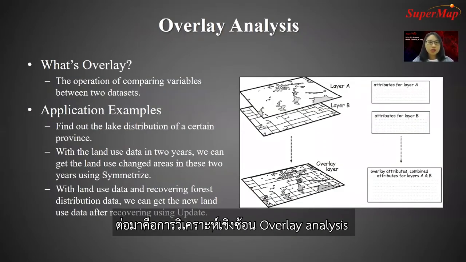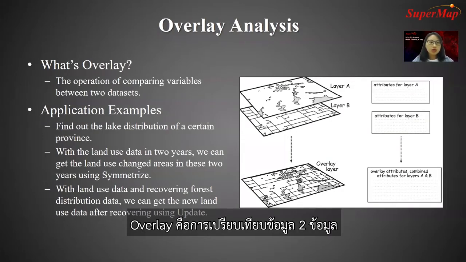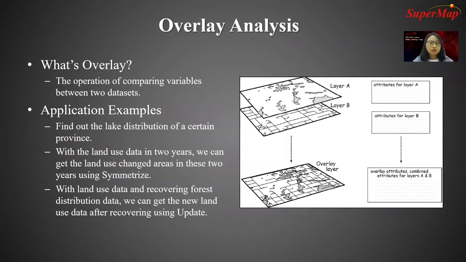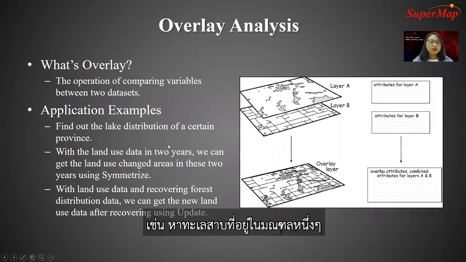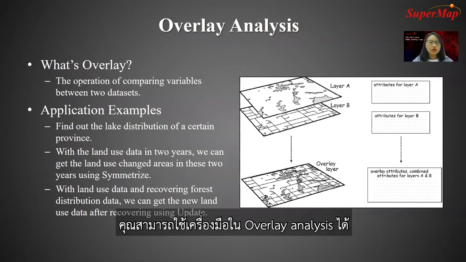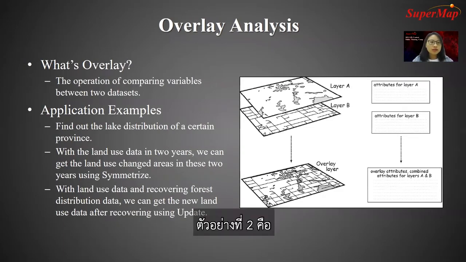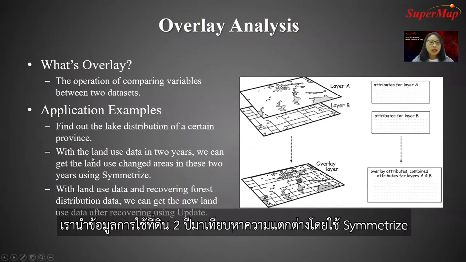And the next is about the overlay analysis. The overlay analysis is an operation of comparing variables between two datasets. And here I also list some examples. If you want to find out the lake distribution of a certain province, you can use the overlay analysis. The second example is, with the land use data of 2 years, we can get the land use change areas in these 2 years using symmetric difference.